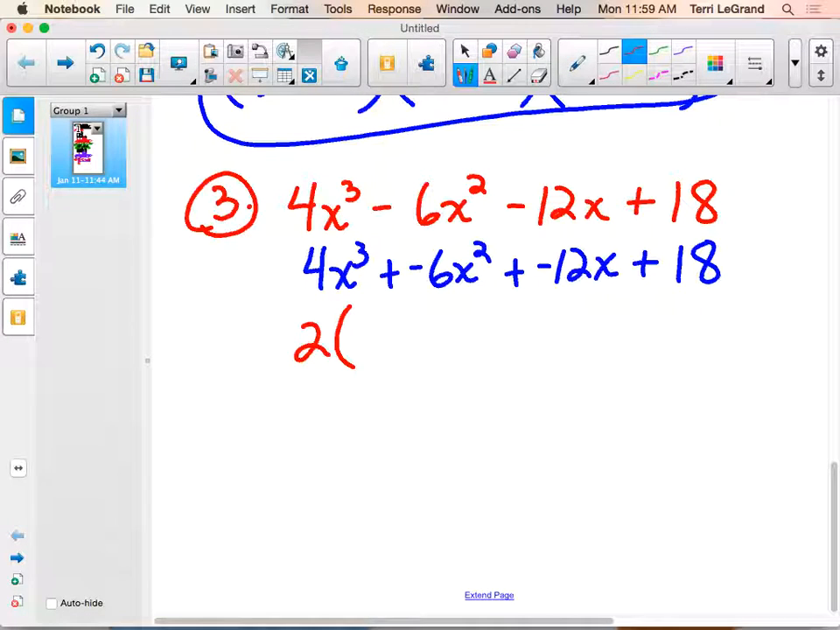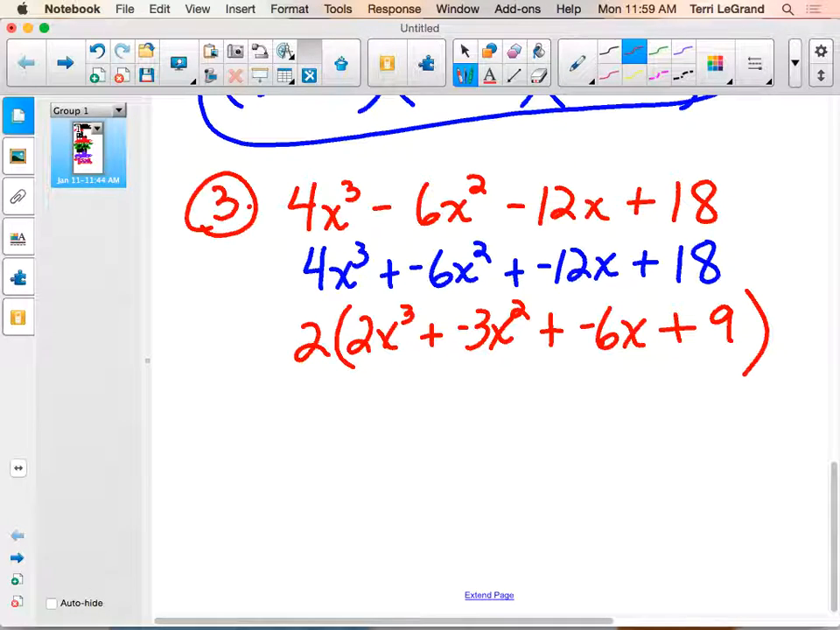So we're going to GCF out the 2. So 2x cubed plus what? Negative 3x squared plus what? Negative 6x plus what? 9. Remember, you can kind of run it through the test. You look at all those numbers now and say, is there anything bigger than 1 that could be divided out of 2, 3, 6, or 9? I don't think so.